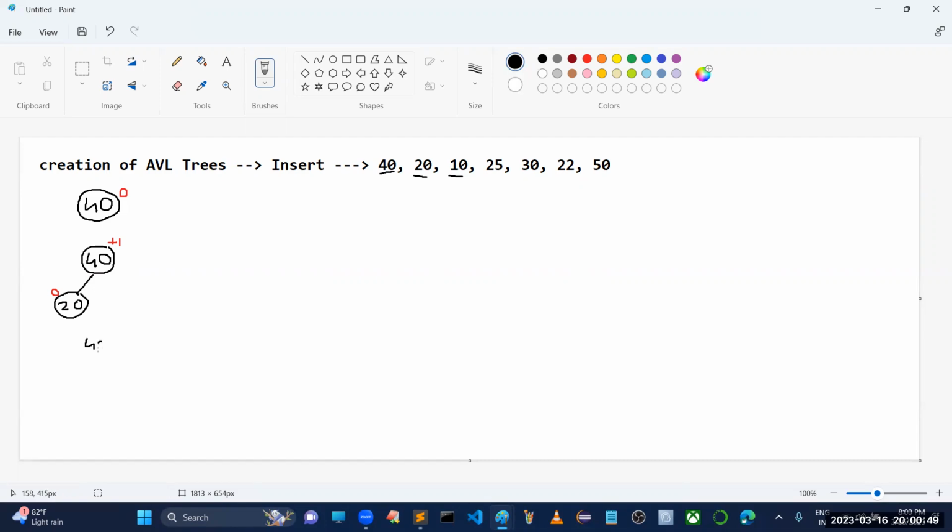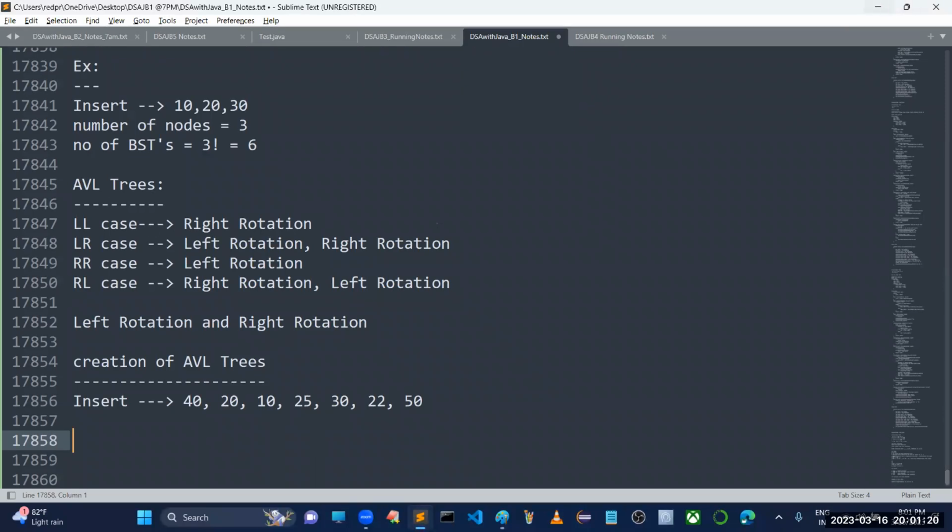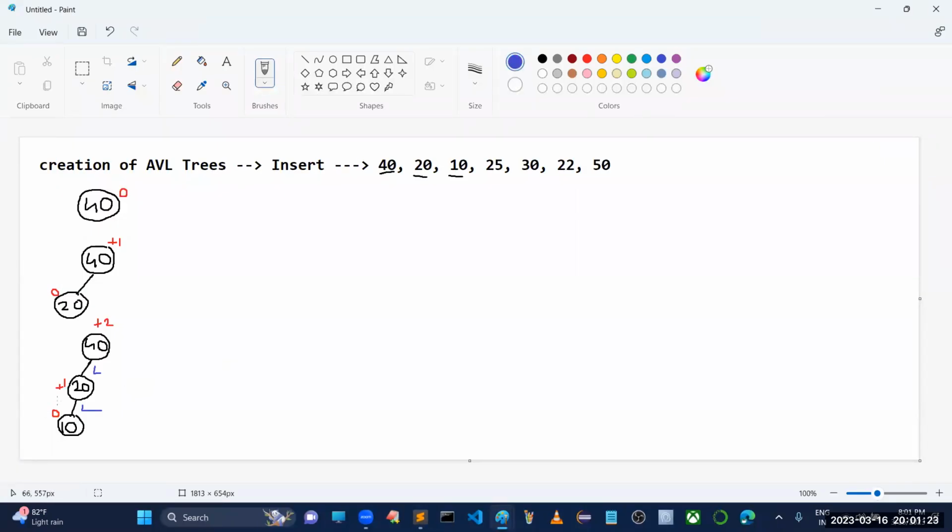So 40 is there, and 20 is already there; these two are balanced. By adding 10, we got some issue. Sir, why? If you check the balance factor, it is 0, then plus 1, and this will become plus 2, that is 2 minus 0. Sir, is it balanced? No. Then which technique do we have to apply? LL. Sir, LL means which rotation? Right rotation. Left rotation means in this direction, and right rotation means in this direction.